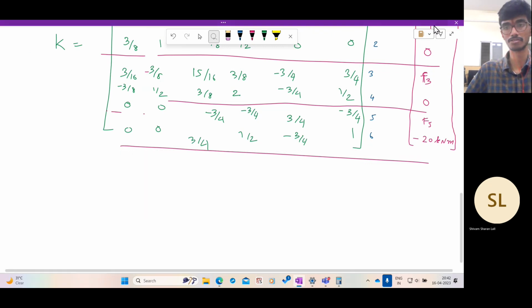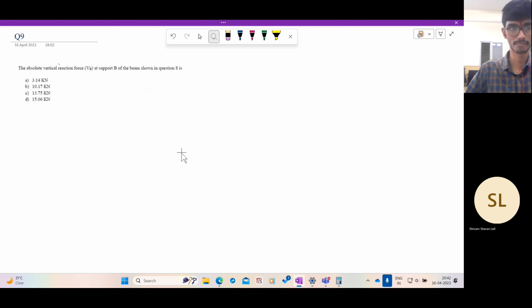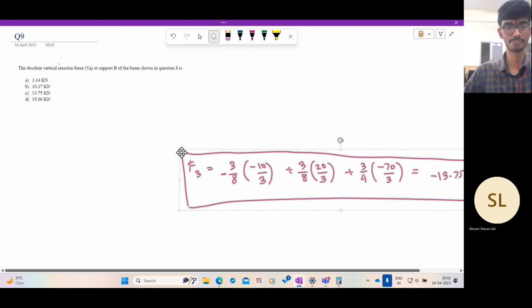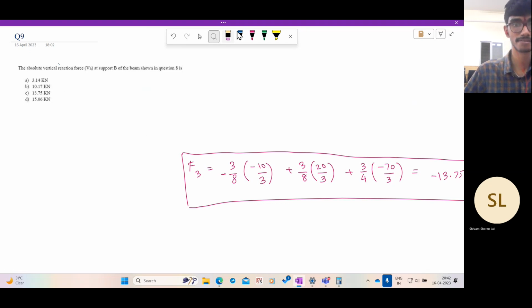Take it to the next page. The correct answer is 13.75 kilonewtons. Absolute value is for the options.